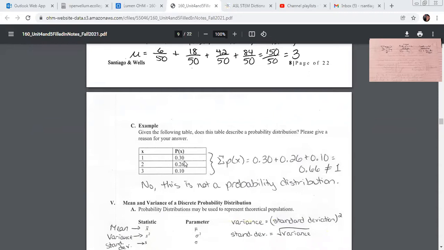But then when we look at their probabilities, if the probabilities do not sum to 1 or as close to 1 as possible, like 0.99 or 1.001 or something like that, then it is not a probability distribution. It must satisfy both of those conditions.